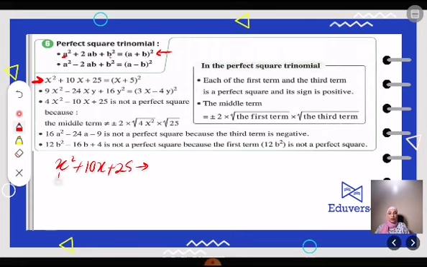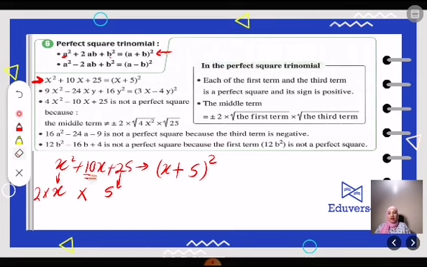It's a perfect square because you can find the square root of the first and the square root of the third, and if you multiply them by each other and by 2, it will give you the middle term. So yes, it's a perfect square, and its factorization is one bracket to the power 2: the square root of the first, which is x, the square root of the third, which is 5, with the sign of the middle term.